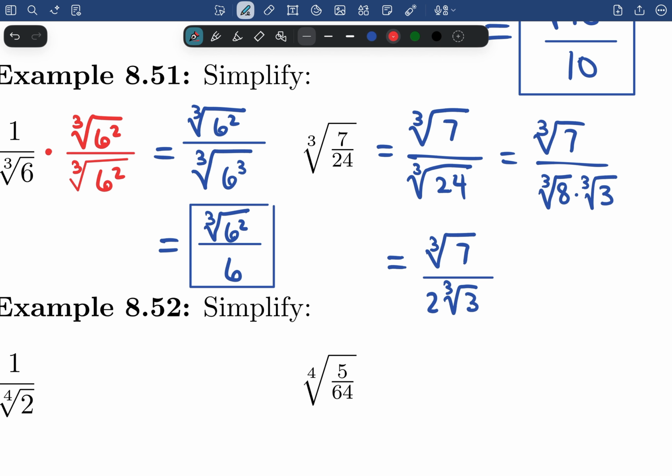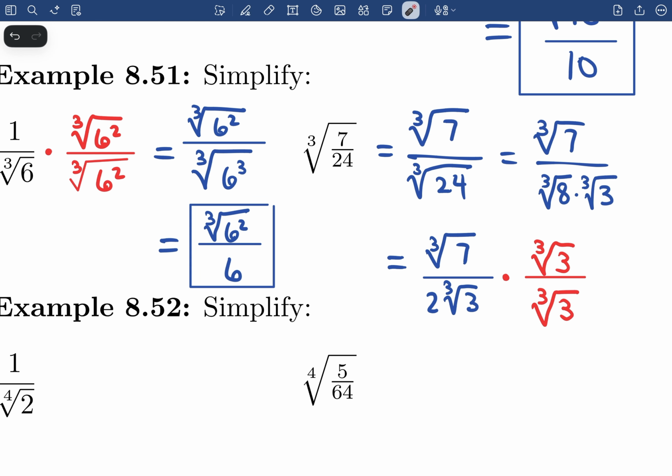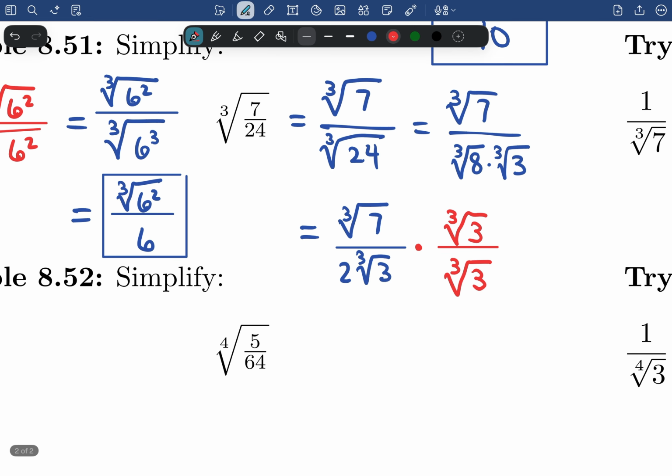So what I'm going to do is multiply the entire expression by that radical in the denominator divided by itself, like this. Because this divided by this is just 1, right? This divided by this is 1, and multiplying by 1 is that same thing. It's cool.